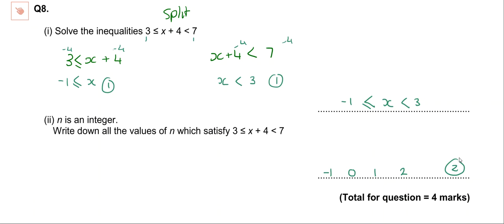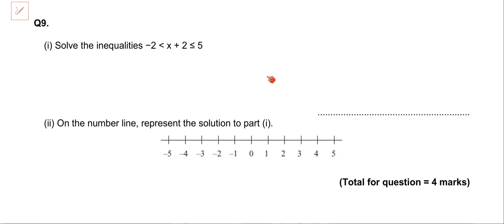So if I included 3, I lose my marks, because 3 is not included in that list. It says less than 3. That one's less than, but I'm allowed the -1 because of that sign on that side. Okay? Right.